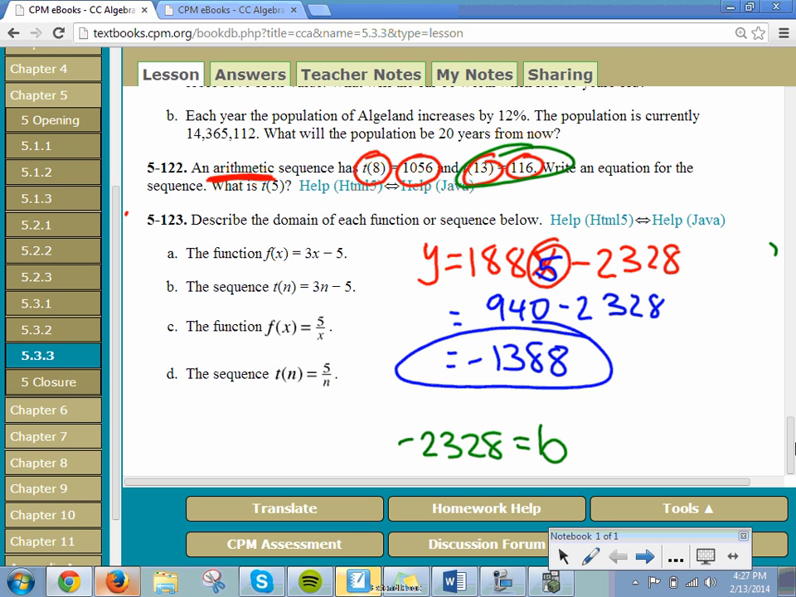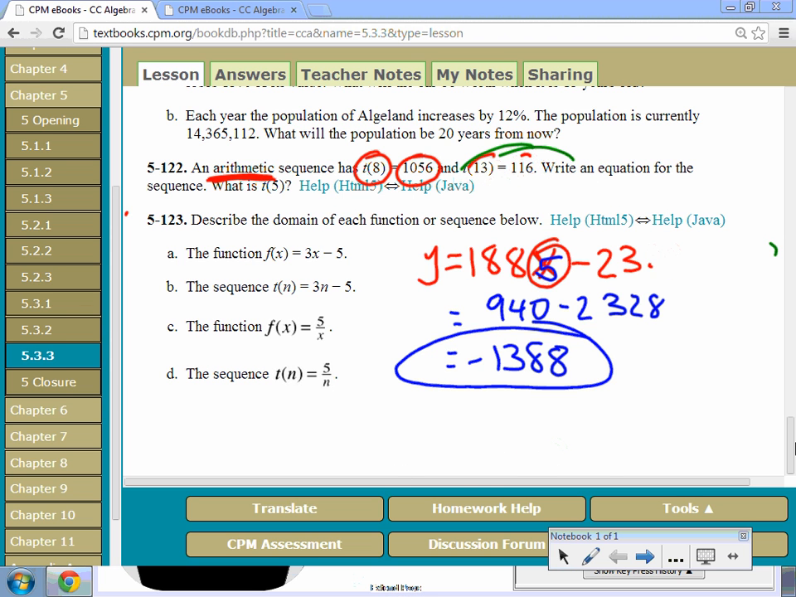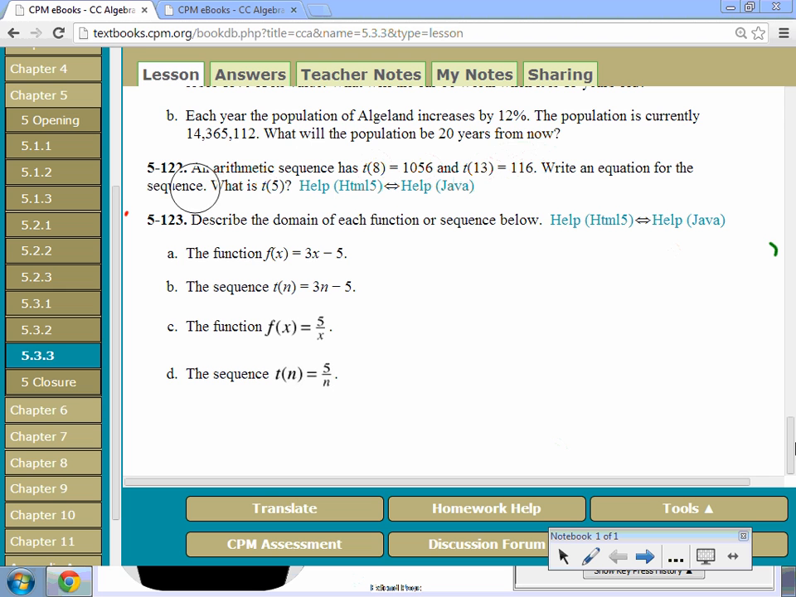So really what this problem is just realizing that you have 2 points. You have the point 8, 1056 and the point 13, 116, which is really just saying, can you find the slope between the 2 points and your starting value, which is stuff that you guys were working on in the first semester.